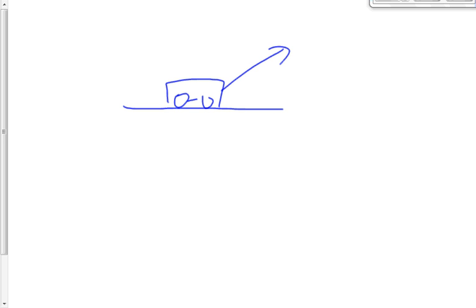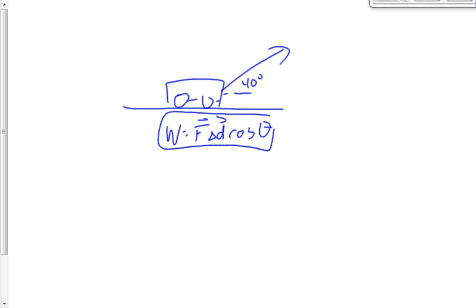Here's a wagon. The wagon moves to the right. I pull it at an angle of 40 degrees. Would I use F times D here, or would I use FD cos theta here? Yep, FD cos theta, because there is an angle between the way that it moves and the way that I pull it. Good.